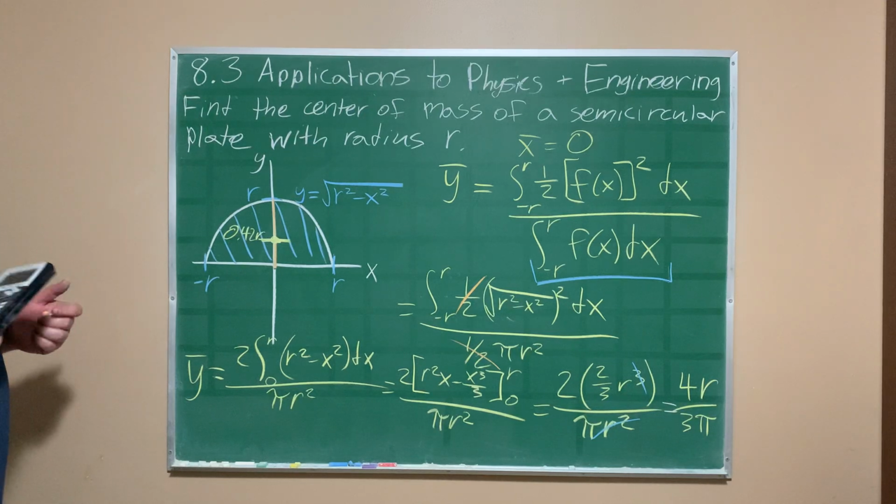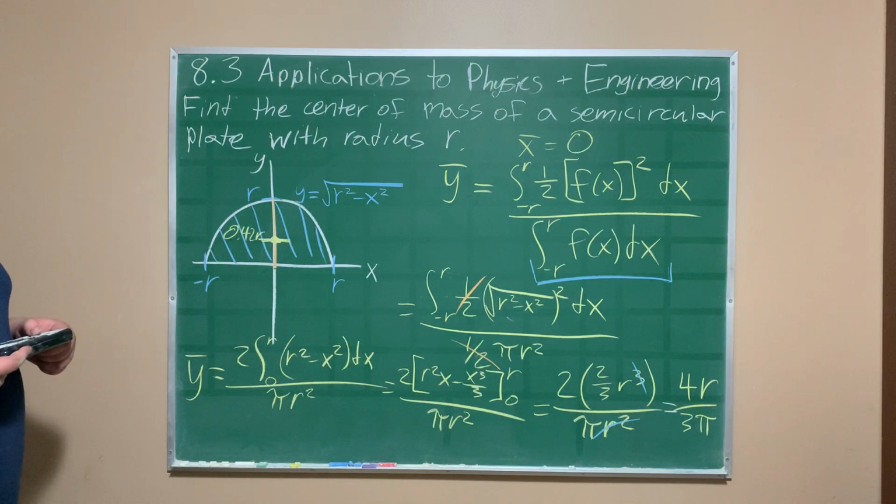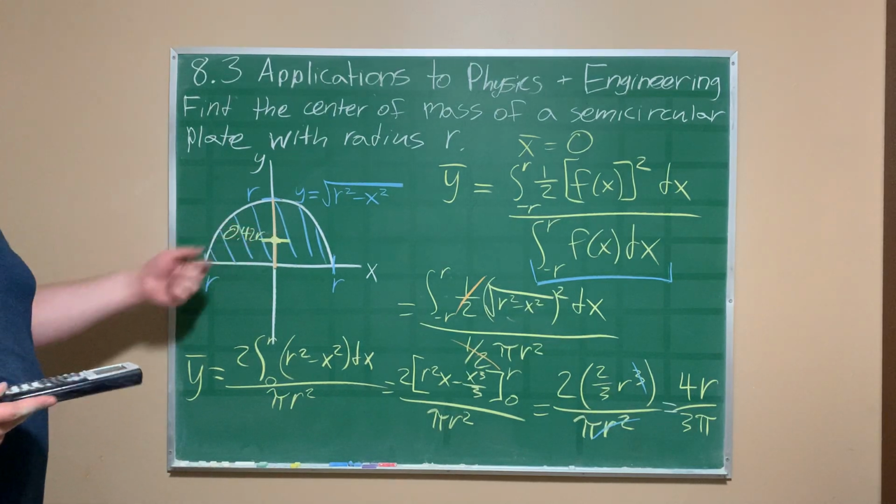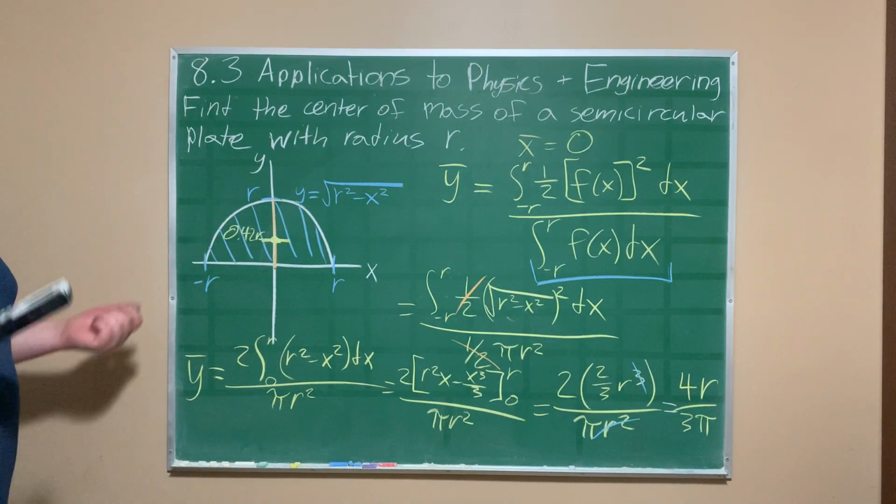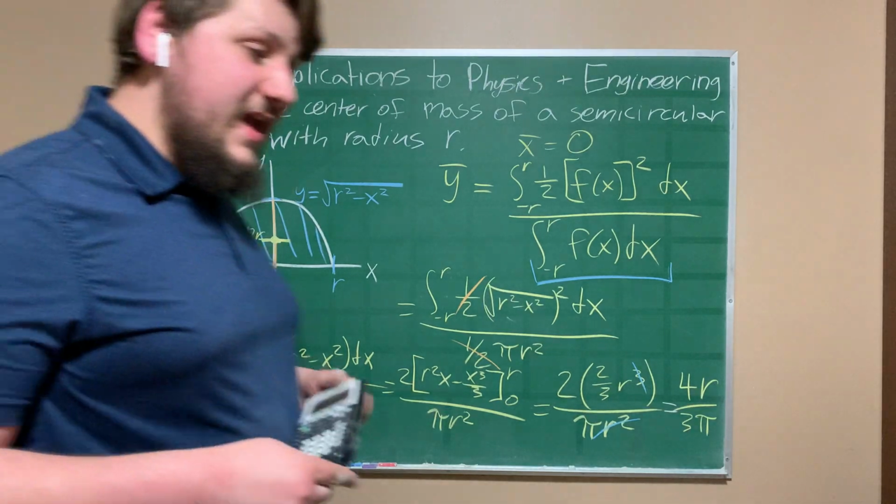Okay, so there we go. We've calculated the center of mass in a relatively straightforward context. We had a nice shape that we could take advantage of the symmetry of. In the next example, we're going to do one where we can't use symmetry.